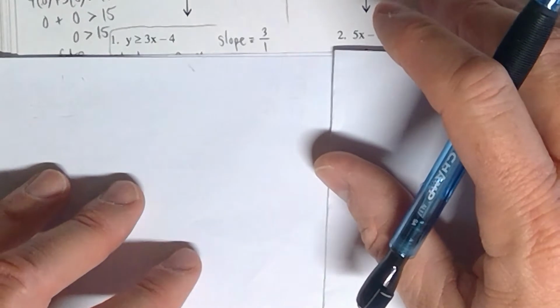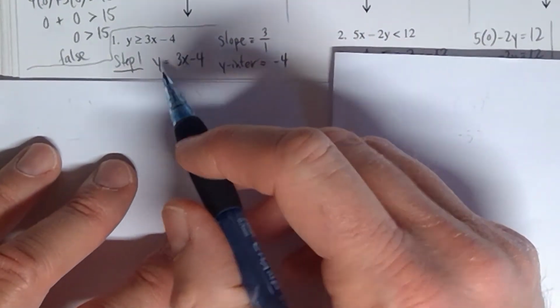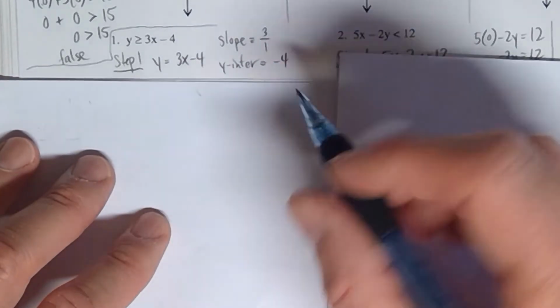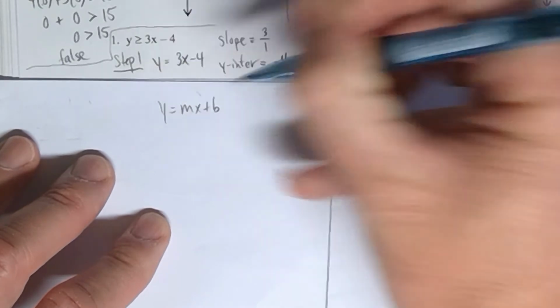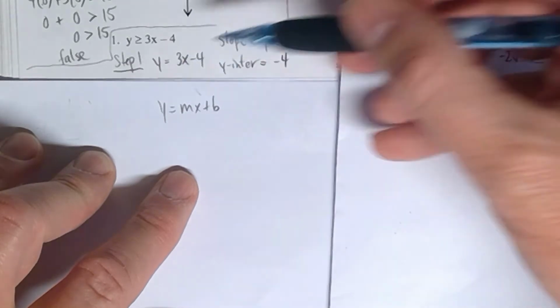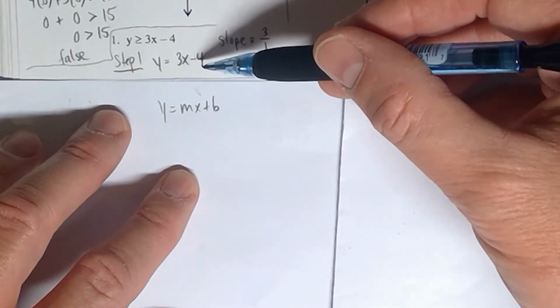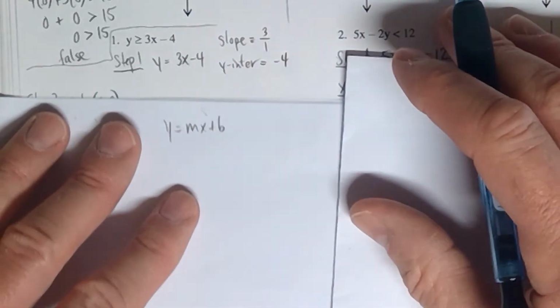So let's take a look at number 1 here. Temporarily changing it to an equal sign, we get y equal to 3x minus 4. That is already in the y equal to mx plus b form right here, where you can see that the 3 would be the m. In other words, the 3 would be the slope, and so I said 3 over 1 for the slope. The b would be negative 4, and so therefore the y-intercept is negative 4 right there.